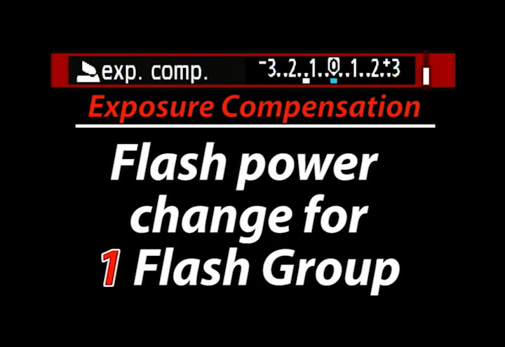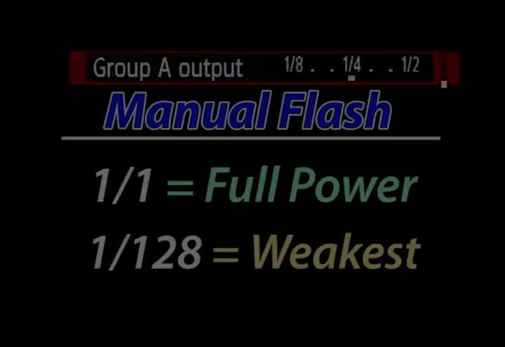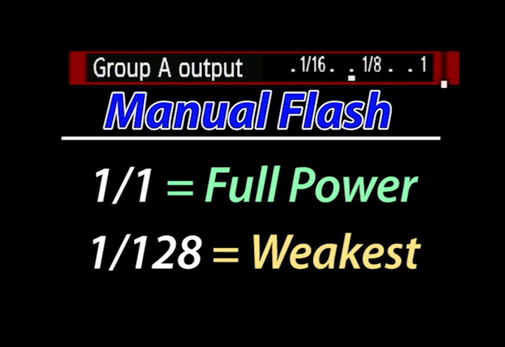Flash exposure compensation is typically used to describe one flash group, and it is measured in stops. Ratio control is used to describe relative brightness between two flash groups. And then we have the manual flash output power. This is measured in relative total power, 1/1 being full power and 1/128th being the weakest.